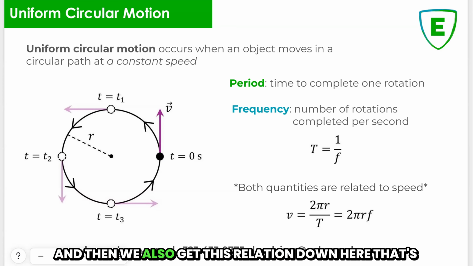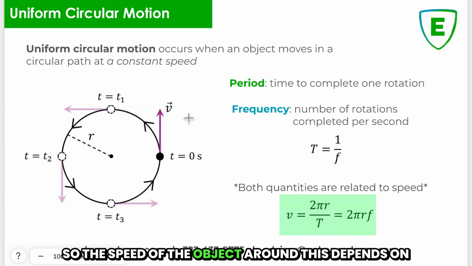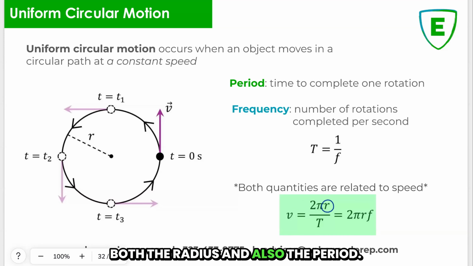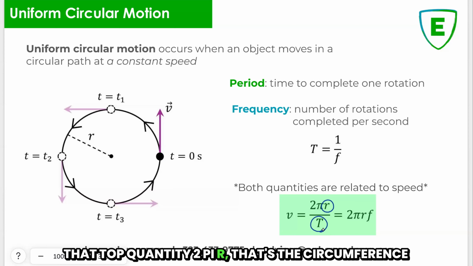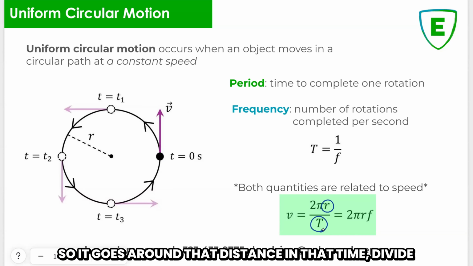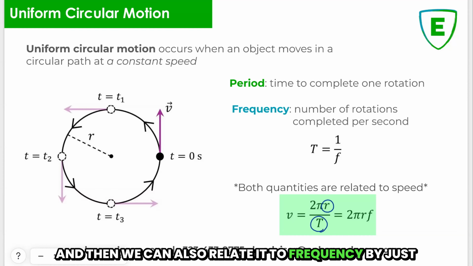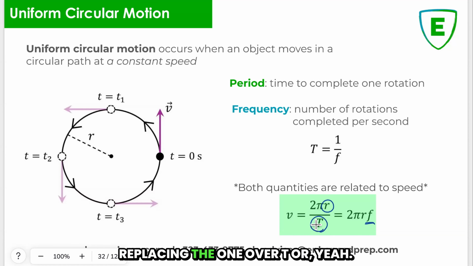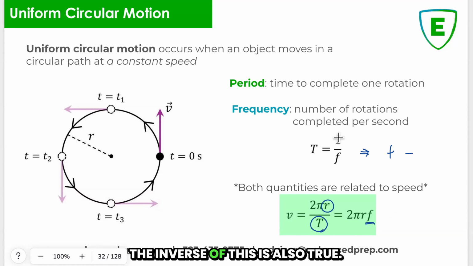And then we also get this relation down here that's good to note. The speed of the object around this depends on both the radius and the period. That makes sense. That top quantity, 2 pi r, is the circumference of a circle. So it goes around that distance in that time; divide those two and you get speed. We can also relate it to frequency by replacing the 1 over T. The inverse of this is also true: frequency is 1 over the period.